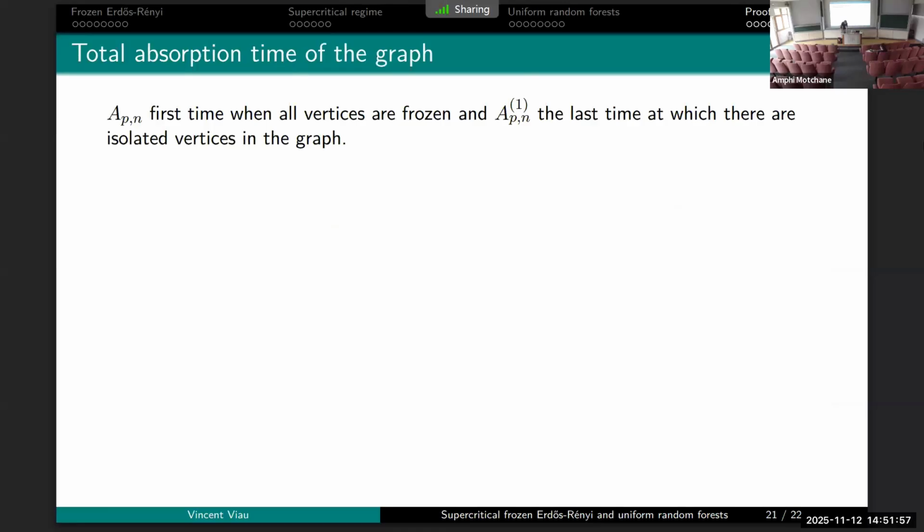And just to conclude with a last application, and then I finish. A nice application, I think, of our fluid limit result is that, in the case when p is positive, we can completely understand the behavior of what we call the absorption time, which is the first time when all vertices are frozen in the graph. So this is the first time when the process stops, since once you have only frozen vertices, all the edges are discarded and the process stops.